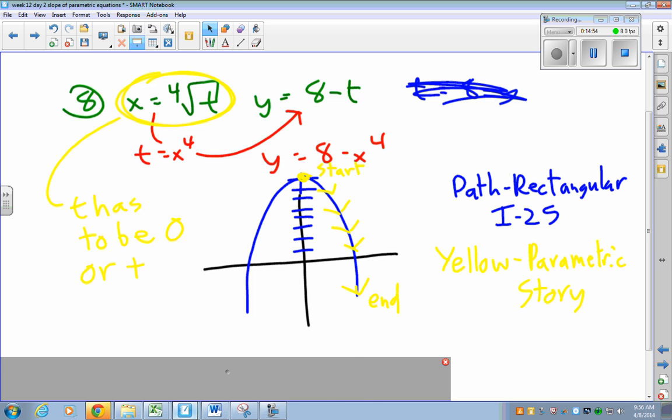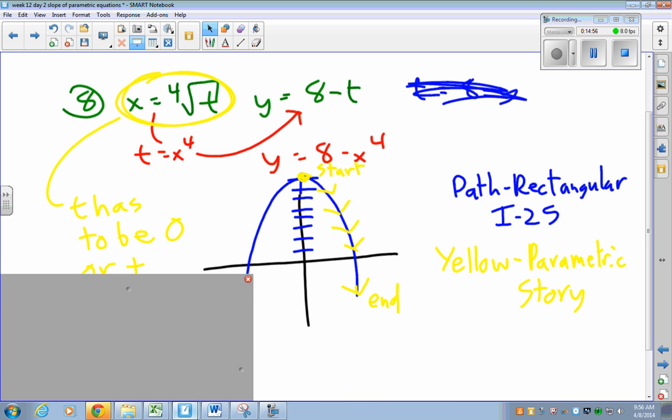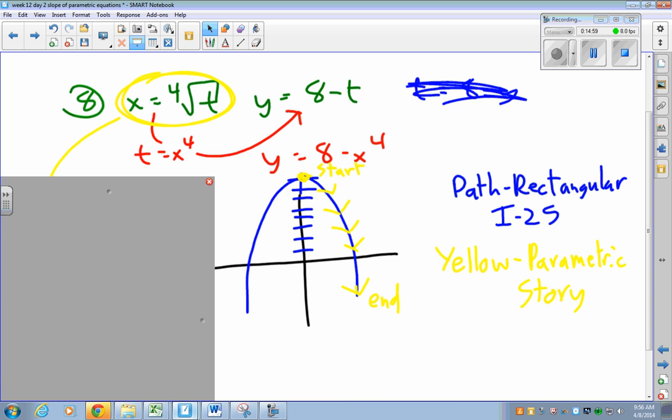Do not look at any of the yellow, if that's possible, and just stare at the blue. 8 minus x to the fourth in blue is the path. That's the rectangular story of I-25 like yesterday. That is what the road is. Parametrically though, I want to have a start and end and where did I drive? How did I drive? So the big thing parametrically is all the yellow, and I stare at that and I get x equals the fourth root of t.